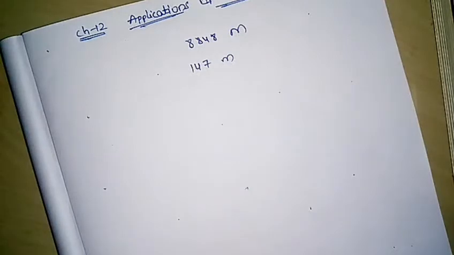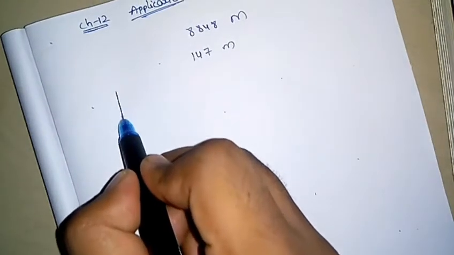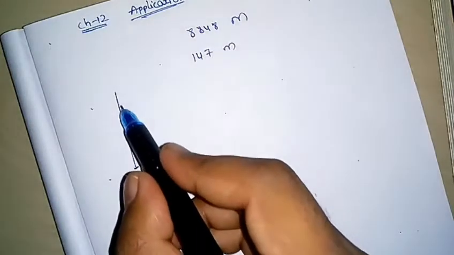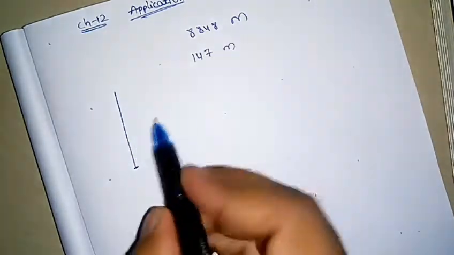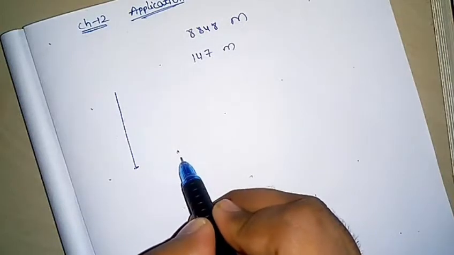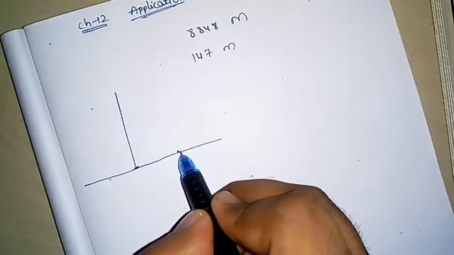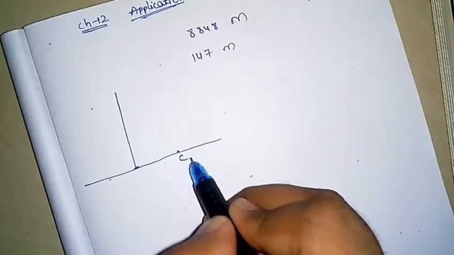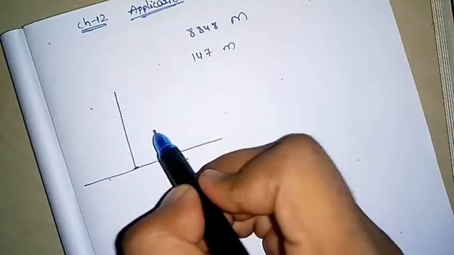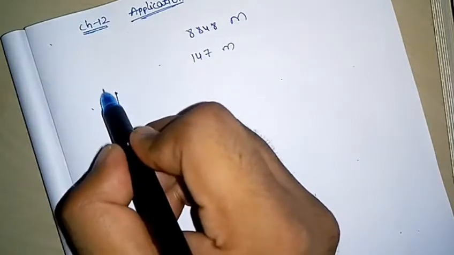For example, if you want to measure the height of a palm tree, assume that this is a palm tree and you are standing away from the palm tree at a point C on the ground. Assume this as ground. First thing you have to do is note the highest point of this palm tree, let us assume this as A. Now join A and C.